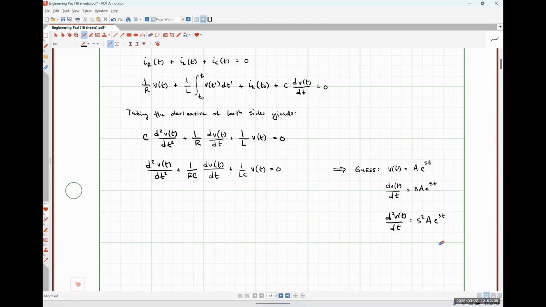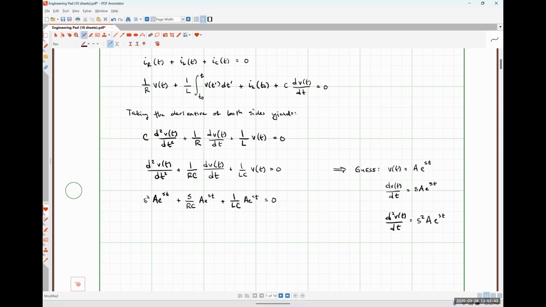So I'm now just going to plug these second derivatives in, okay? So I'm going to have s squared A e to the st here. Then I'm going to have s over RC times A e to the st. Then I'm going to have plus 1 over LC times A e to the st is equal to 0.